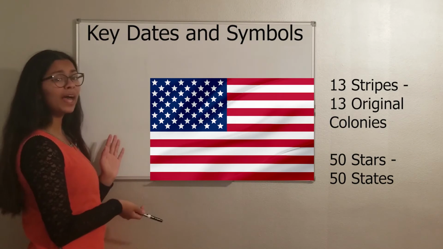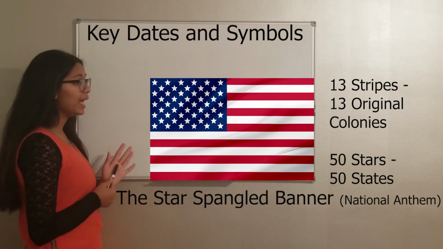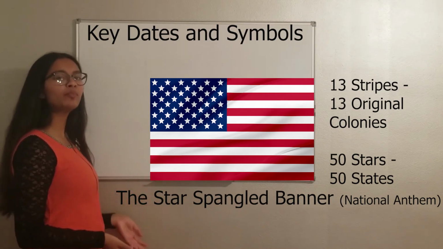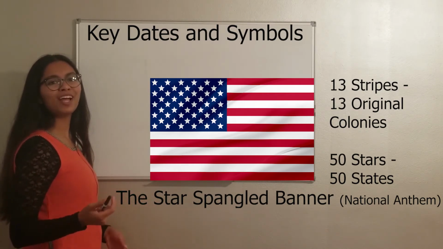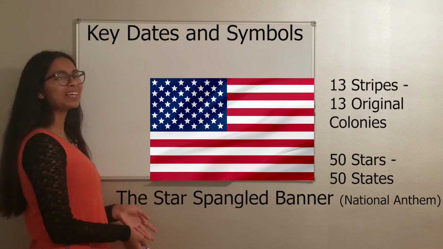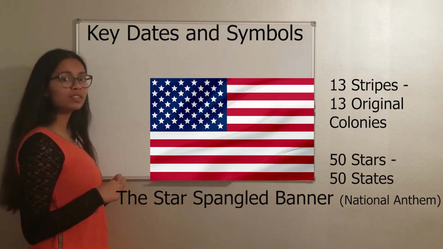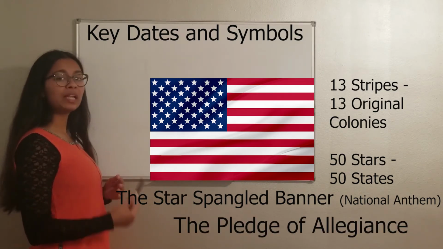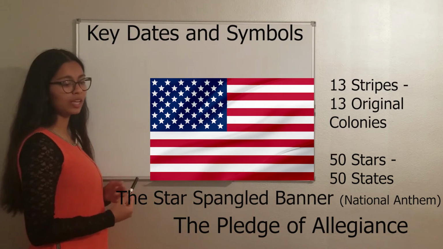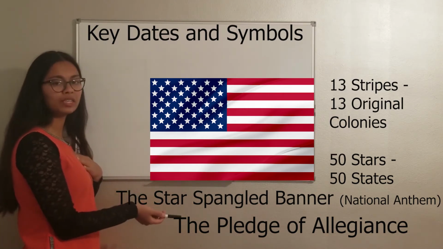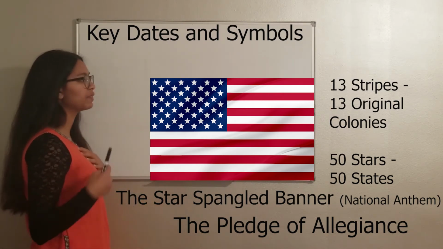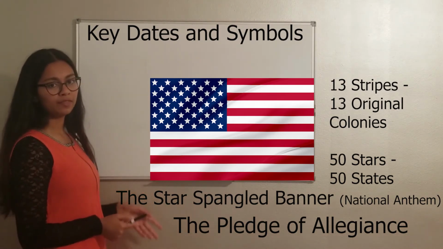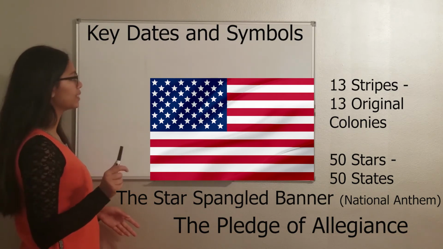So the flag is called the Star-Spangled Banner, and that is also the name of the national anthem, which you often hear at football games or lots of games and lots of places. And if you've been to school in America, you might know this, that we say the Pledge of Allegiance to the flag, which is like promising our loyalty to the flag and to the country. The flag is symbolic for the country. Okay, so that's the American flag. Know those details for the test.